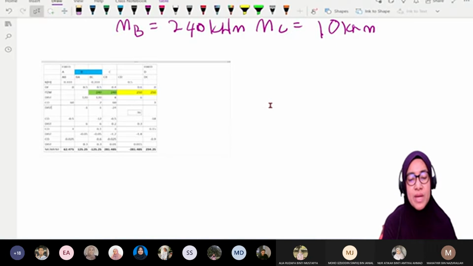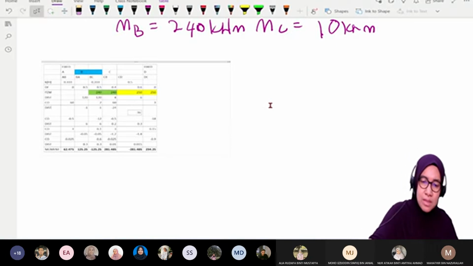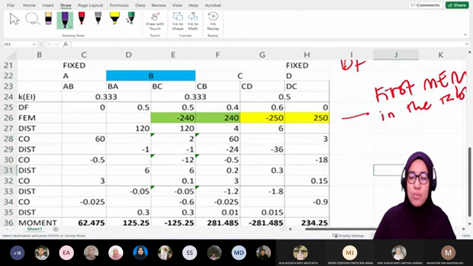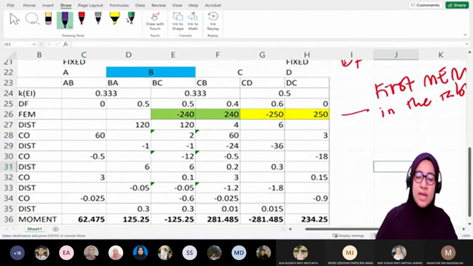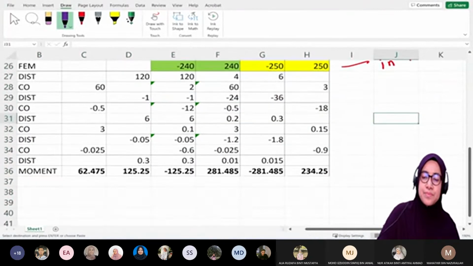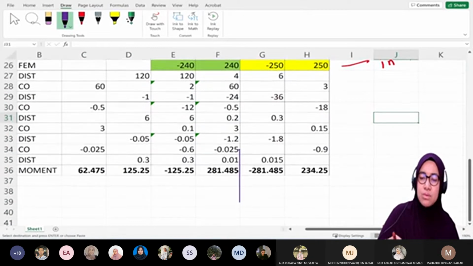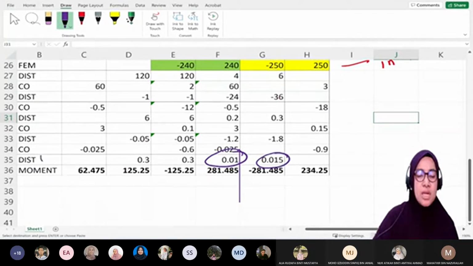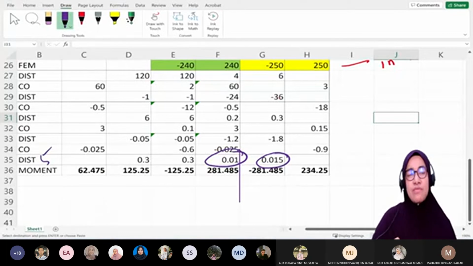Selagi tak dapat ni, dah jumpa kan tadi? Bila you jumpa kat sini 0.0, dah jumpa 0.0 kat sini kan? Ini dah 0.0. That's why saya stop. Okay, yang ni distribution number 5. Tapi kalau bila you buat distribution 5 times, masih lagi tak jumpa 0.0, you boleh continue lagi.